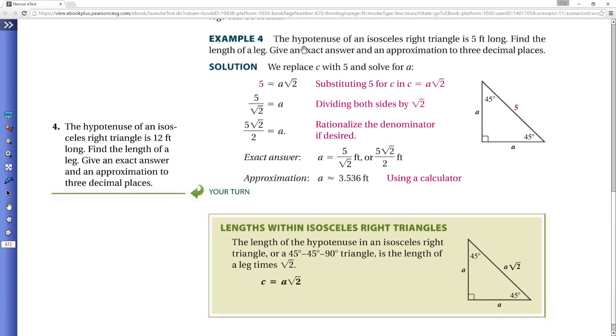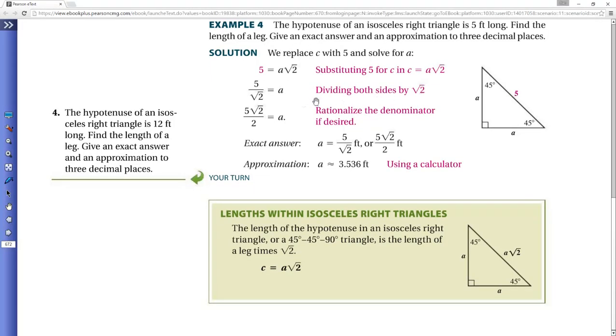Let's look at this next one here. It says the hypotenuse of an isosceles triangle is 5 feet long. Find the length of a leg. Give the exact and then approximate again. Well, we replace C with 5, right? So 5 will equal this A times the square root of 2. How do you solve for A? Well, we take 1 over the square root of 2 times both sides, or they say dividing.